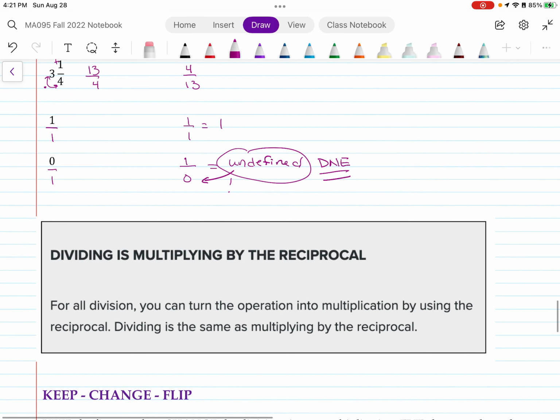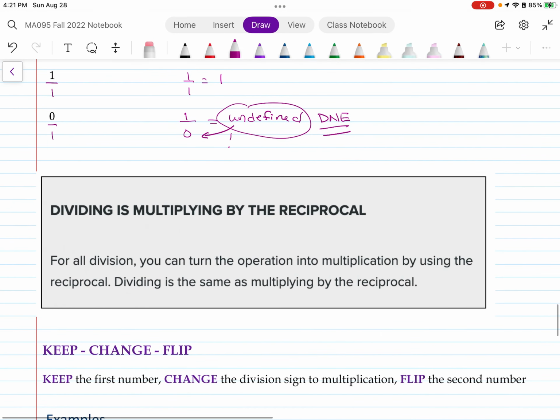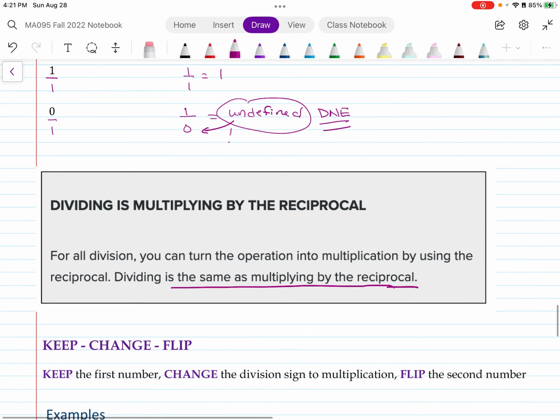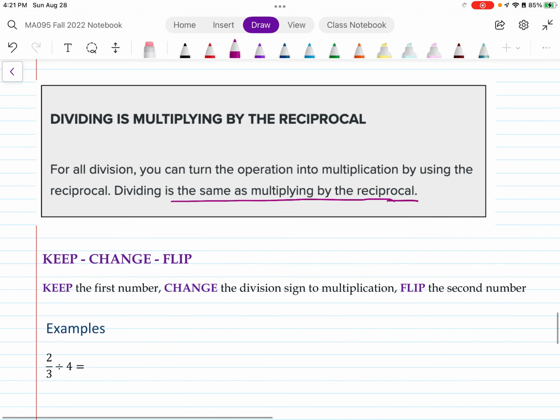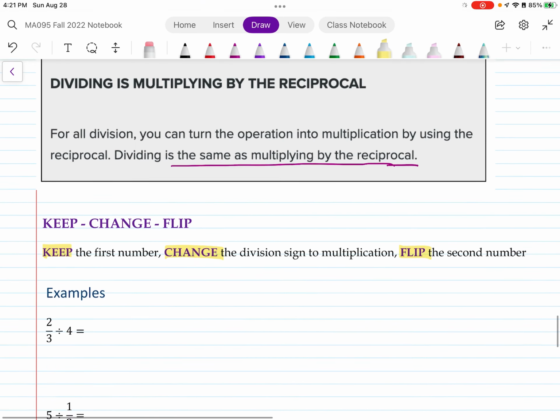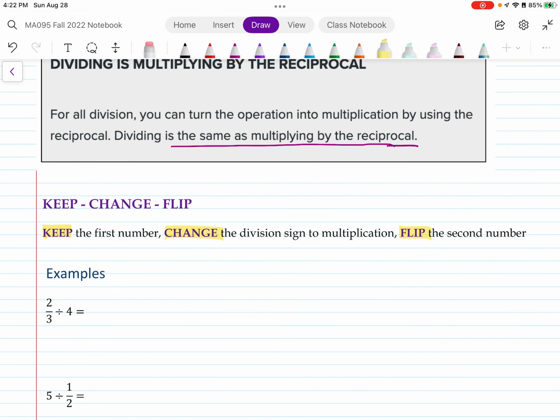Okay, dividing then is multiplying by the reciprocal. So for all division, you can turn the operation into multiplication by using the reciprocal. Dividing is the same as multiplying by the reciprocal, okay? Another thing that I've heard people say is keep, change, flip. Keep the first number, change the division sign to multiplication, and flip the second number. Keep, change, flip.